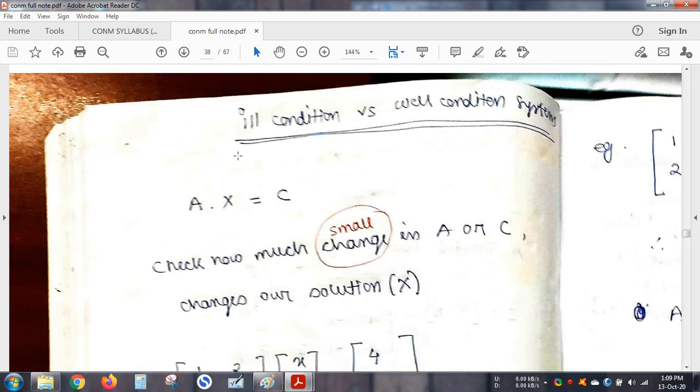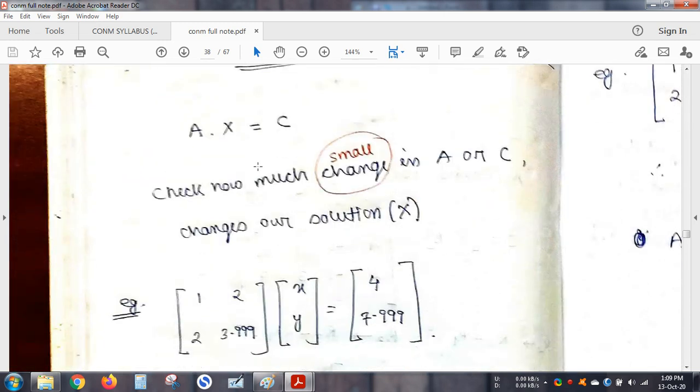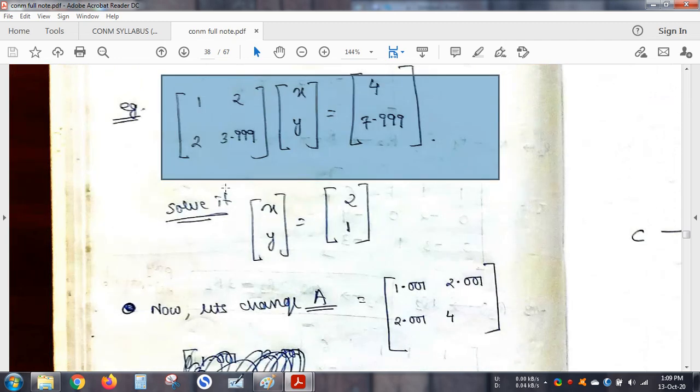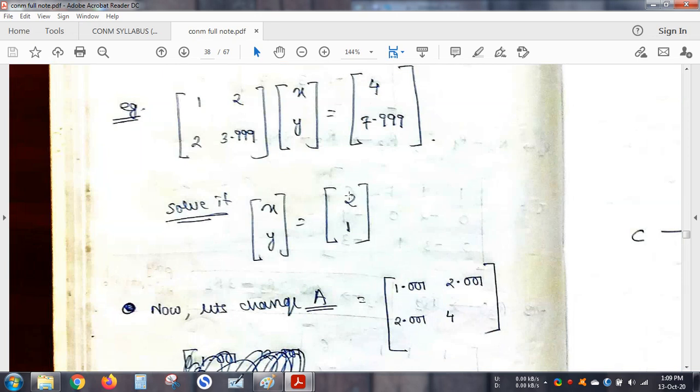Next we have something called ill condition and well condition system. Suppose you have an augmented matrix, and this is my augmented matrix. When you solve this matrix, you get x equals 2 and y equals 1. So these are the two values.